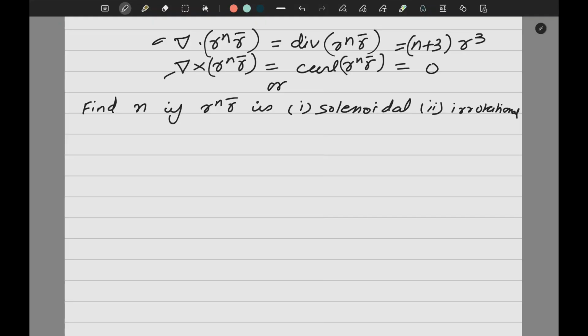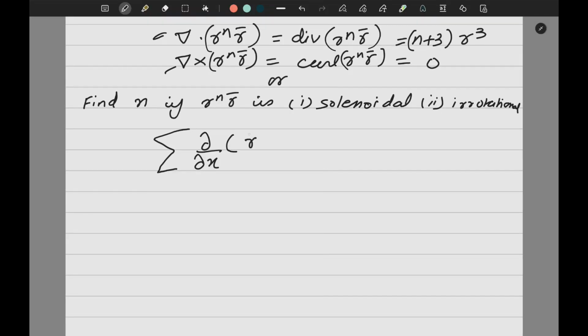Now first let us start with the divergence. As per the divergence, again I will be using the summation only. Summation ∂/∂x of the coefficient of i. What is it? r to the power n times r bar, where r bar means xi plus yj plus zk. So what is the coefficient of i? It is x, so I'll write x. Right. Now I will solve this.